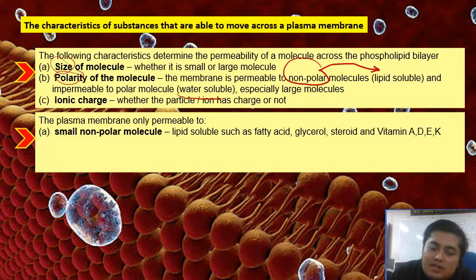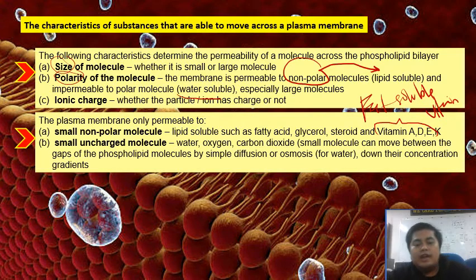So lipid soluble molecules such as fatty acid and glycerol, steroid and vitamin A, D, E, K. Vitamin A, D, E, K are also known as fat soluble vitamins, vitamin larut lemak. And small uncharged molecules, water, oxygen, carbon dioxide, small molecules can move between the gaps of the phospholipid bilayer by simple osmosis or diffusion. So kalau dia cerita pasal osmosis, maksudnya dia tengah refer to water, refer to air. Dan down the concentration gradient. Apa maksud down the concentration gradient? Nanti kita tengok.